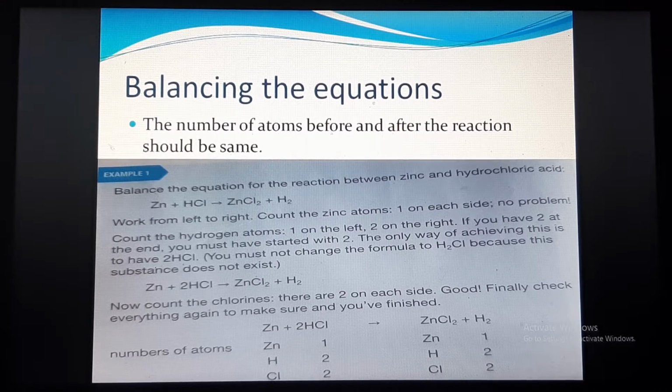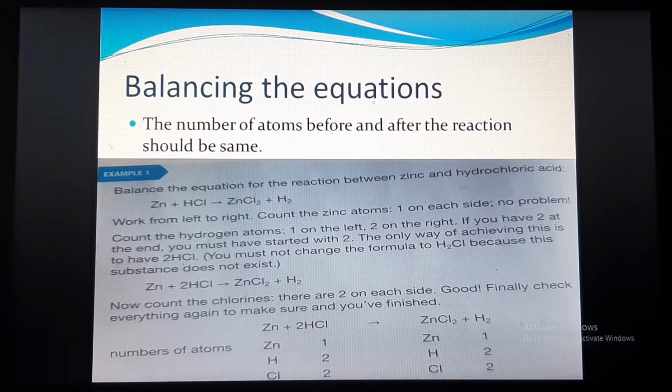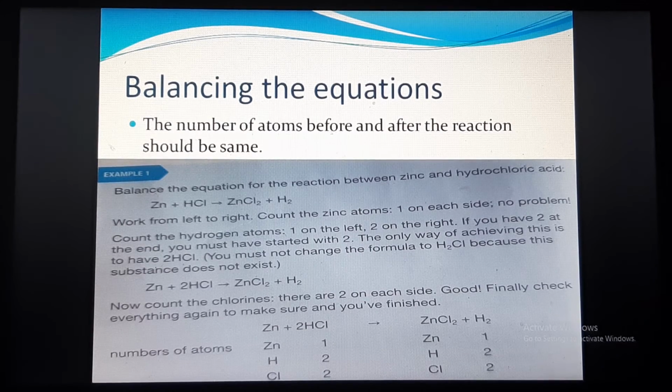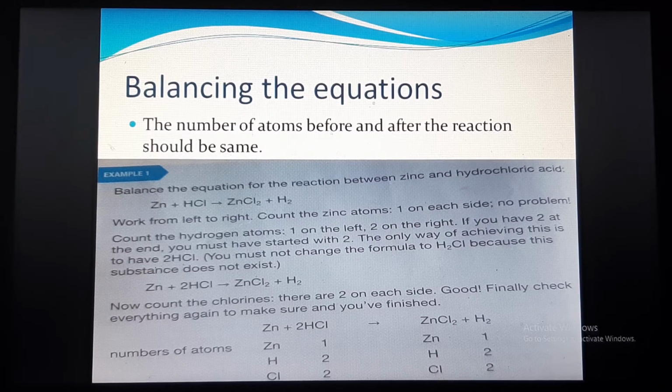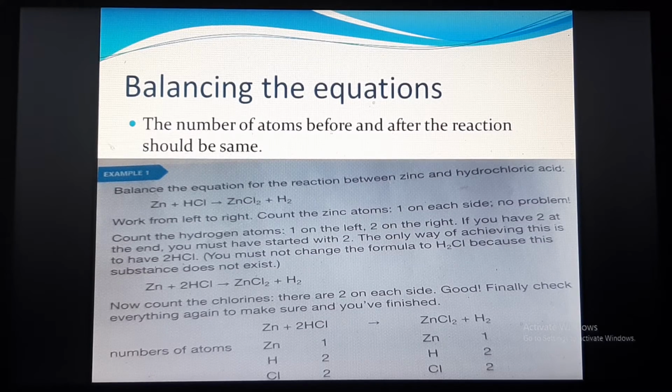So zinc we write as such, and we know how many chlorine and hydrogen we need on the right side: 2. So this 2 is the number that we have to add on the left side for HCl. If you add 2 for HCl, it is common to HCl, so it is considered the number for hydrogen and also for chlorine. So how many hydrogen and chlorine will be there? The same number, 2. So the equation will be Zn plus 2HCl gives ZnCl2 plus H2.